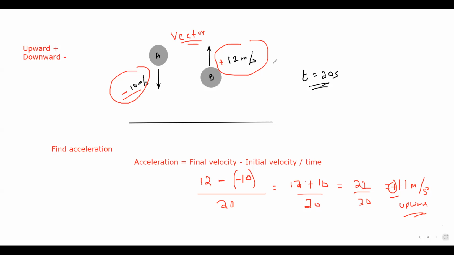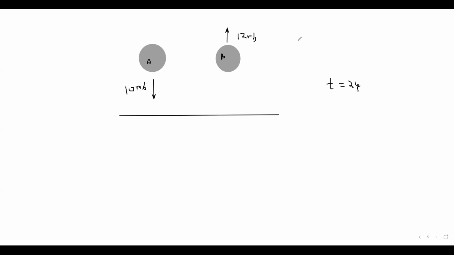But for the same question, now an object is moving with 10 meters per second and 12 meters per second at position B, and the time it took is 20 seconds. Because the direction is changing, whenever the direction changes, the velocity also changes, and we have to consider a sign for each direction. For opposite directions, one is considered positive, the other will be negative.